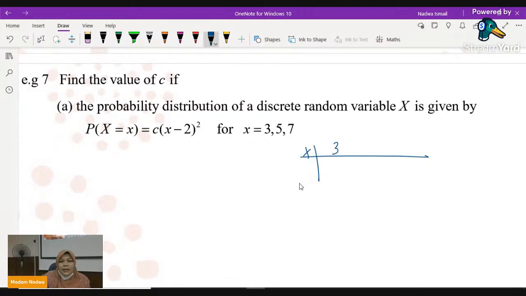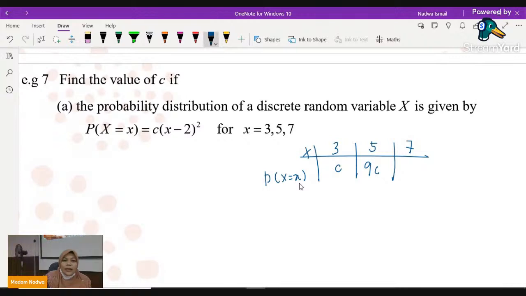X has 3, 5 and 7. Probability for 3: when X equals to 3, the probability is 3 minus 2, 1. 1 squared is 1, 1 times C is C. The probability is C. When X equals to 5, 5 minus 2 is 3. 3 squared is 9, 9C.